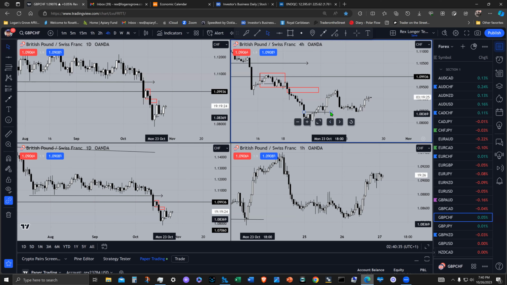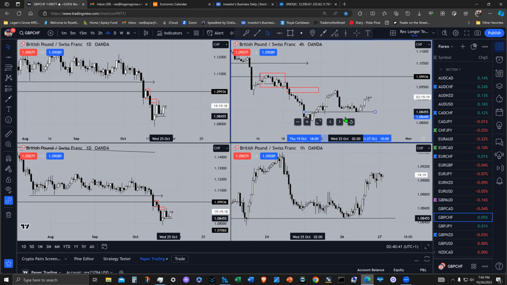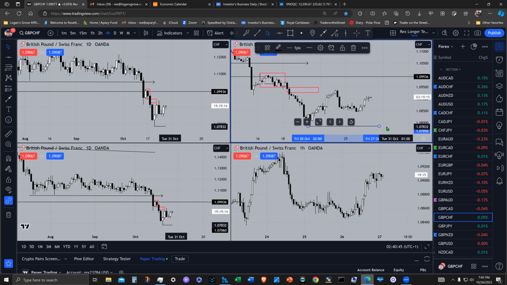Now the 4-hour chart is the one we need to pay more attention to on the downside. I'm going to take this down to, that would be the weekly, daily, and the 4-hour low. The pound Swiss will have a buy limit.